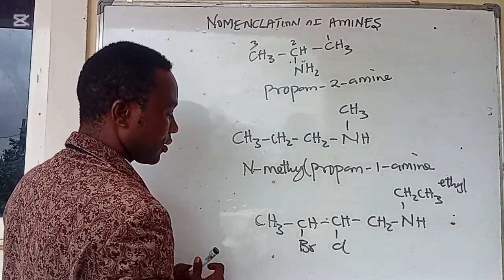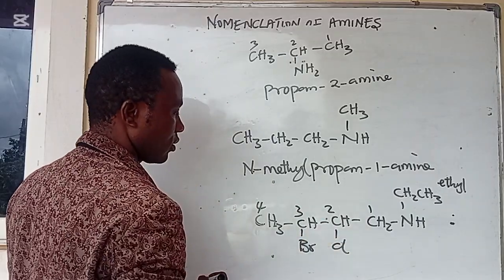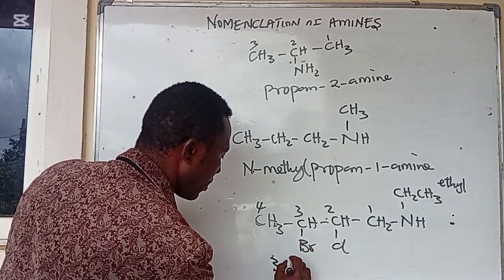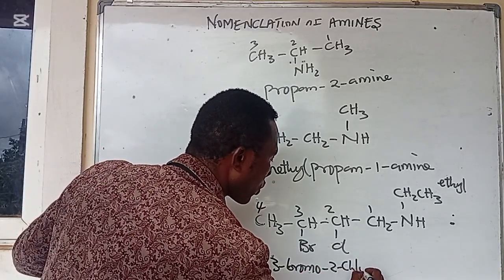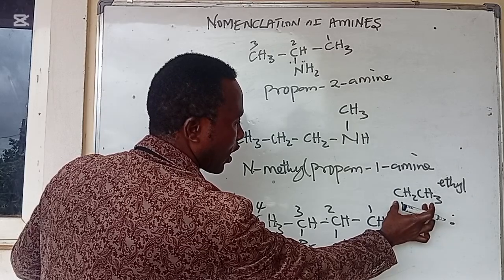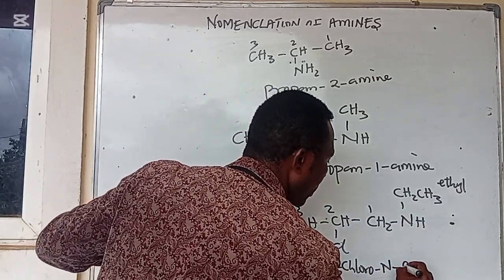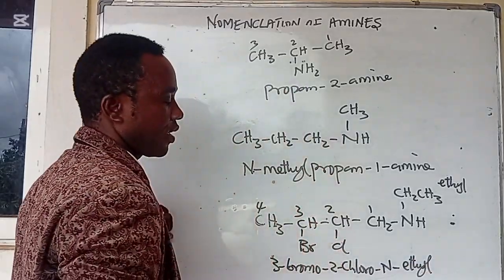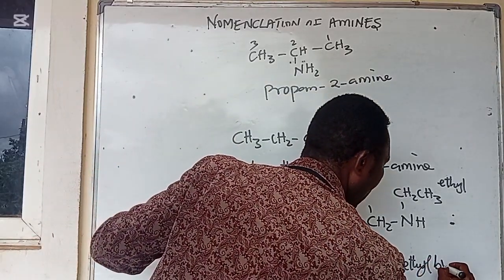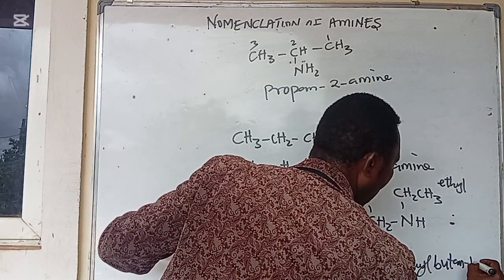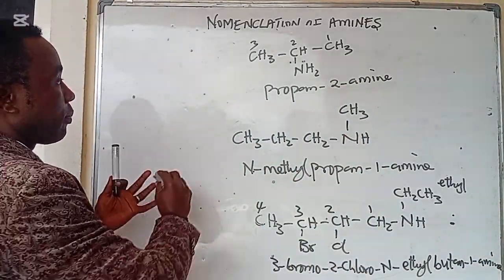So the name of this compound should be, remember here is 1, 2, 3, and 4. So this is 3-bromo. Then you have 2-chloro. Then this one is ethyl attached to nitrogen. That is N-ethyl. 1, 2, 3, 4 is butan. You have butan-1-amine. So that is the name of that compound.